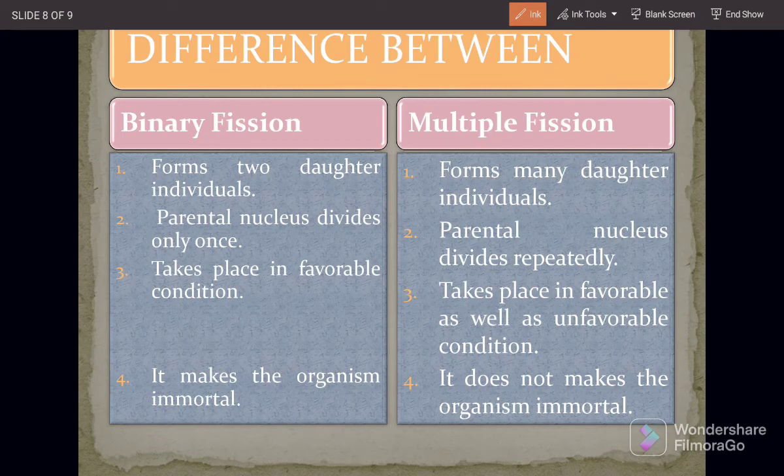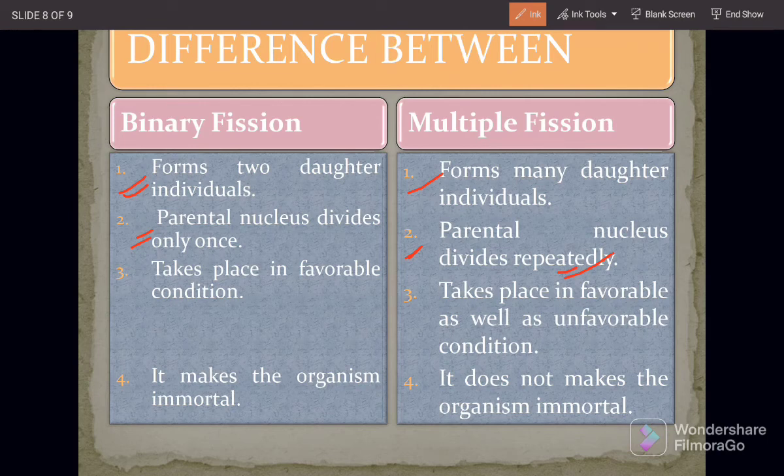In binary fission, you can see two daughter individuals are formed. Whereas in multiple fission, many daughter individuals will be formed, not one or two, more than two. Second point: in binary fission the parental nucleus divides only once, not many times. Whereas in multiple fission, the parental nucleus divides repeatedly.